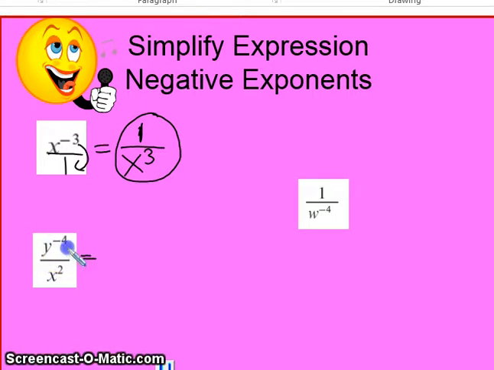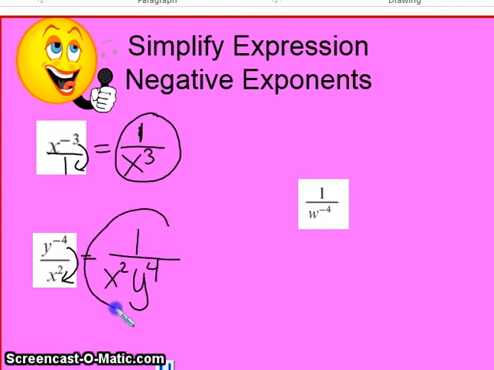And the way we do that is by moving it from the numerator to the denominator. Now, x squared stays in the denominator because it's positive already and it's fine. And instead of y to the negative 4th, when we move it to the denominator, it's y to the positive 4th. Now, since we moved everything from the numerator into the denominator, the only thing left in the numerator is 1. And this is our simplified form.